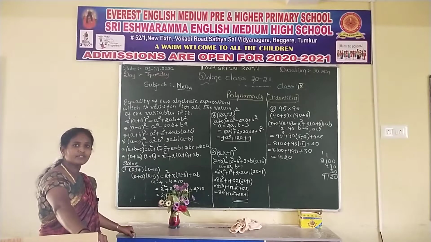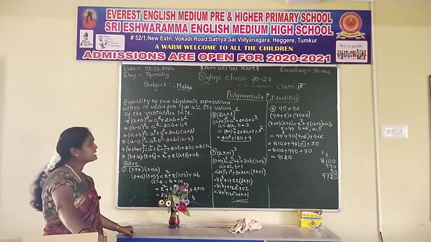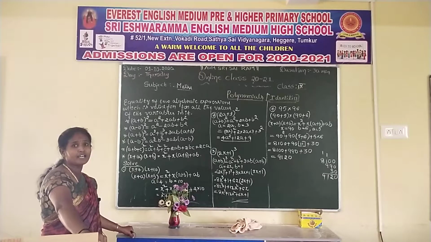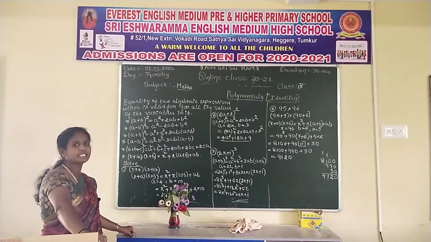One more identity is a square minus b square. a square minus b square is (a plus b) into (a minus b). On the basis of these identities, there are a lot of questions in your textbook, but here we took a sample question. You should use this sample question. Apply a suitable identity and simplify the remaining sums.